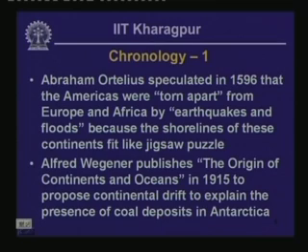He didn't have any proof, he just speculated based on the fact that the maps of these continents fit together like a jigsaw puzzle. Then the first person actually to propose the theory of plate tectonics and put it in a scientific light was Alfred Wegener, a German meteorologist. In fact, he published his work The Origin of Continents and Oceans in 1915, and in that he proposed the continental drift theory to explain the presence of coal deposits in present day Antarctica.